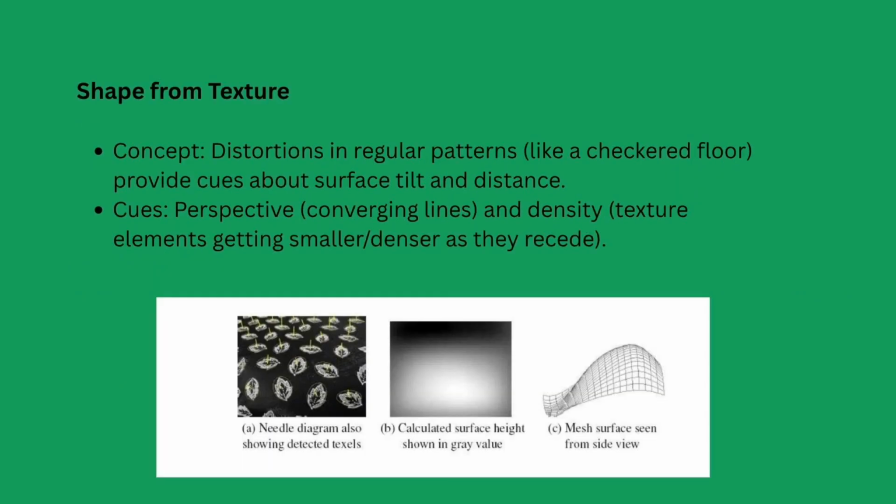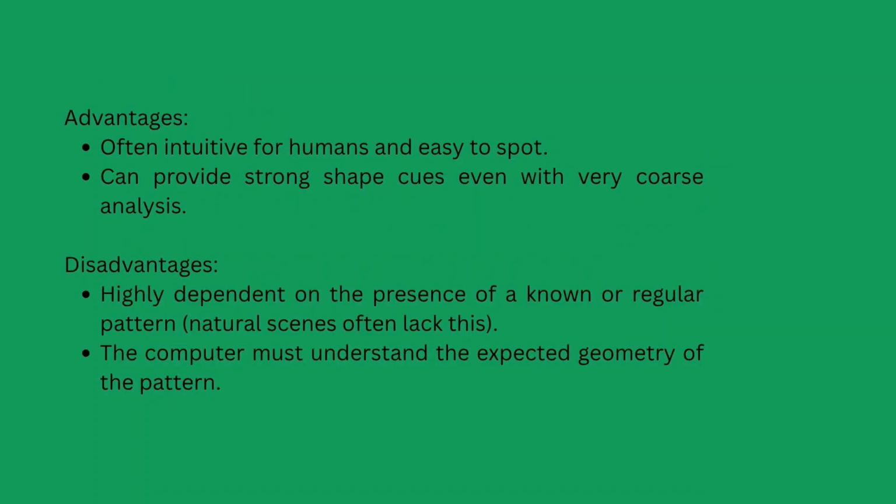Then we have shape from texture. This relies on the distortion of regular patterns like a tile floor or a brick wall. The advantage is that it's very intuitive and provides strong cues about the tilt or slant of a surface. The disadvantage is that it's entirely dependent on the scene having a predictable pattern. If you are looking at a messy, irregular forest floor, this technique struggles to find a reference.